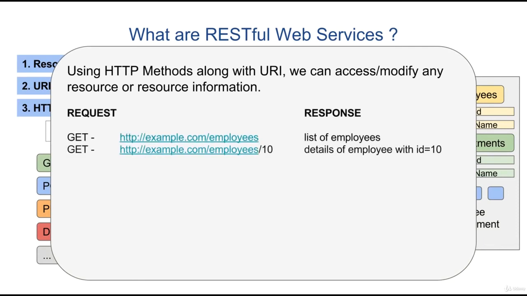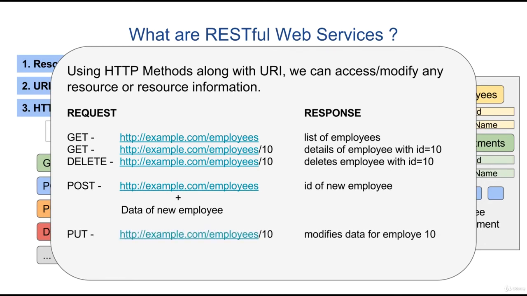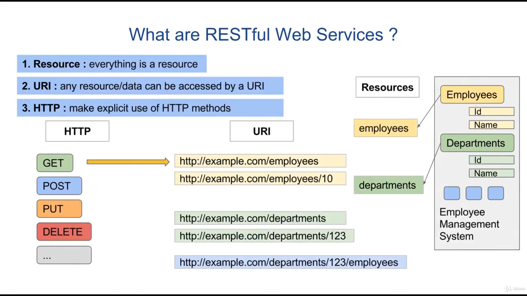So for example, we can do a get, we can do a delete, we can do a post. In case of post, we also have to give the data of the new employee, so that in the response we will get the ID of the newly created employee. We can do a put, and again we have to pass the data that has to be modified, and in the response we will get a success message if everything goes fine, and so on. So this is how we can use HTTP methods with URI, and we can access and modify any resource.